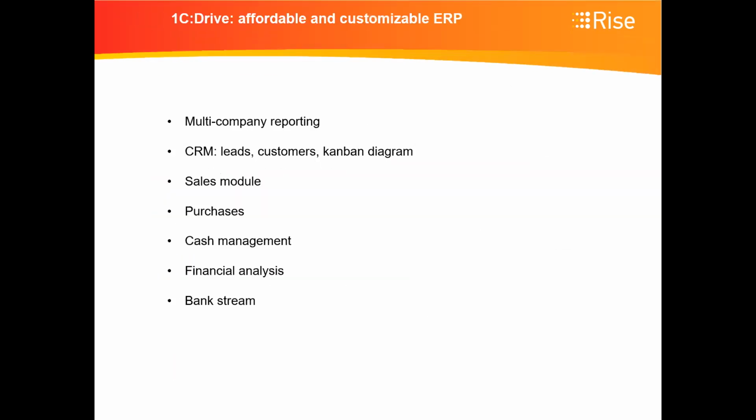So just to briefly give you an overview, OneDrive, it's an ERP system, but having said that, it's done for small to medium-sized enterprises, and it allows companies to do multi-company reporting. So you don't have to have several info bases. You can actually report on several entities from one place. You can also do your marketing and customer relationship management. So there is a proper CRM module. The sales module is also quite extensive, as well as your supply management or purchases, the cash management, with all the reports and the financial analysis, as well as the bank stream.